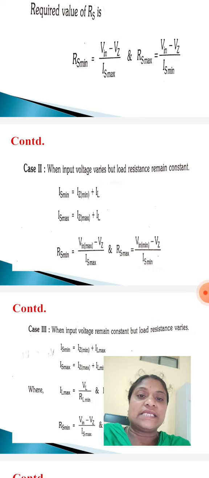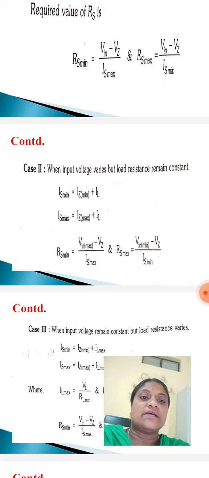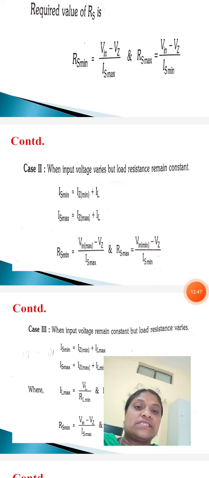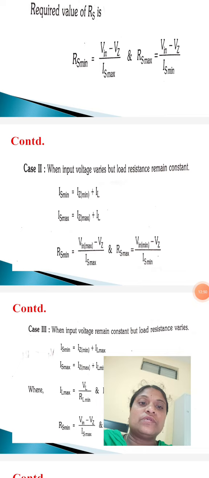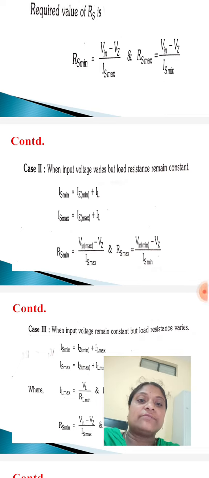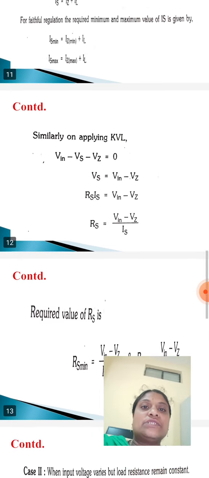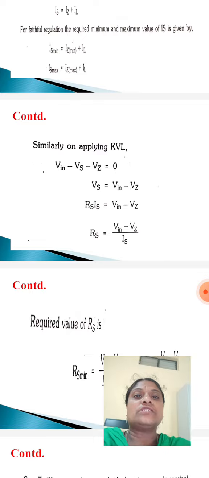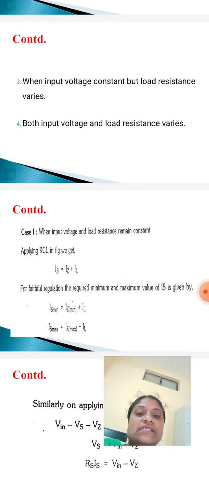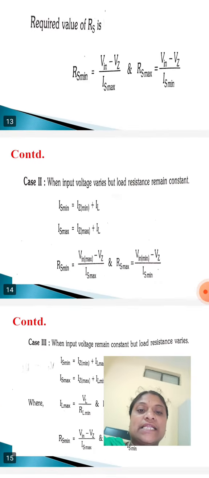The second case is when input voltage varies but load resistance remains constant. What are the equations of Is minimum and Is maximum? Write down here: Is minimum is equal to Iz minimum plus IL, and Is maximum is equal to Iz maximum plus IL. Same equations can be selected here also.